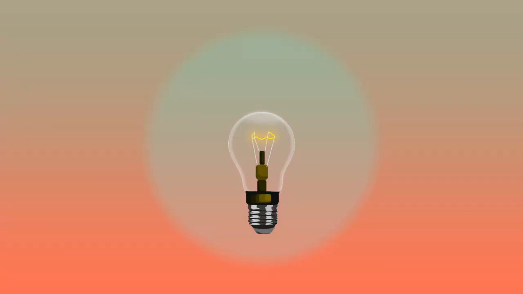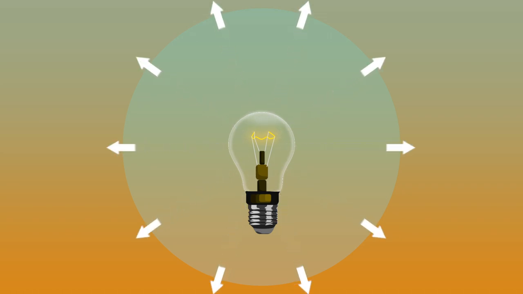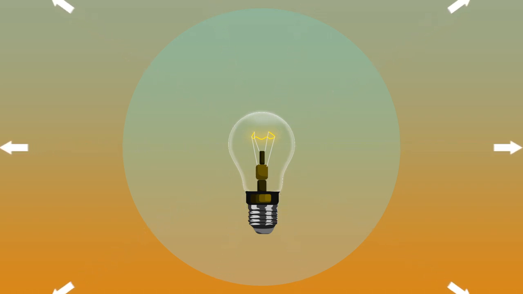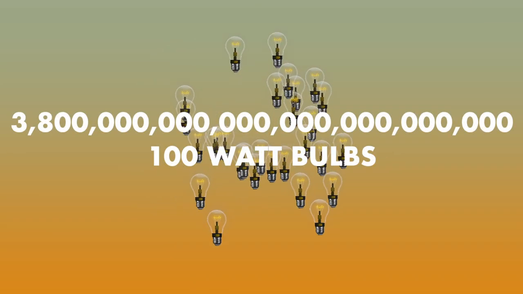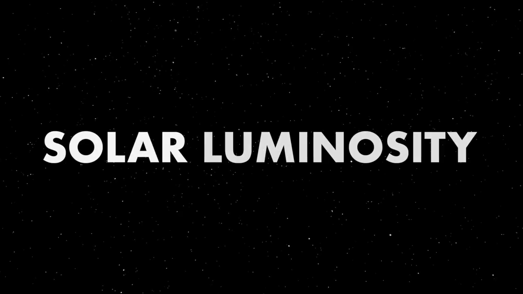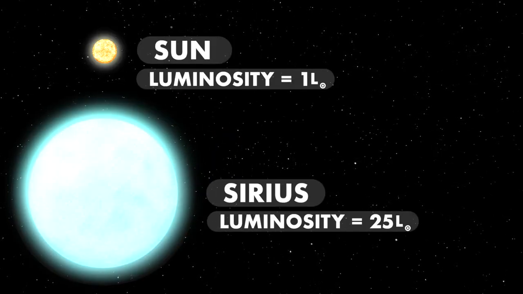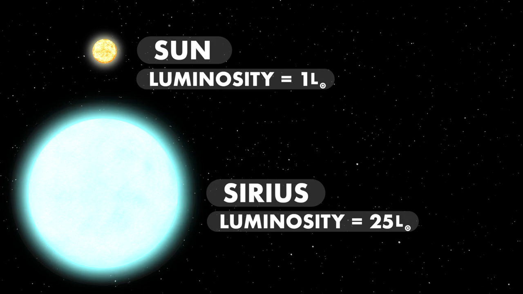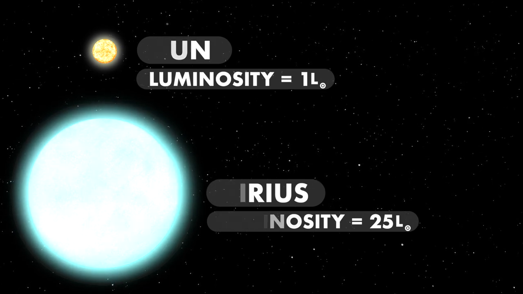Luminosity is independent of distance because it measures the total energy of light output per unit time, and can be measured in watts, the same as the light bulbs in your house. However, with the sun coming in at 3.8 trillion trillion 100 watt bulbs, astronomers compare stars' luminosity in terms of solar luminosity instead. Under this scale, the Sun has a luminosity of 1, while Sirius, which is 25 times brighter, has a luminosity of 25.